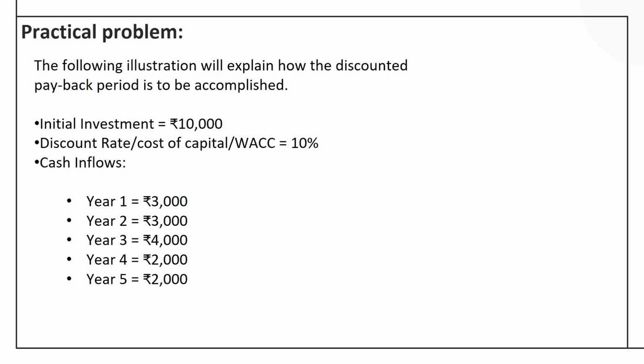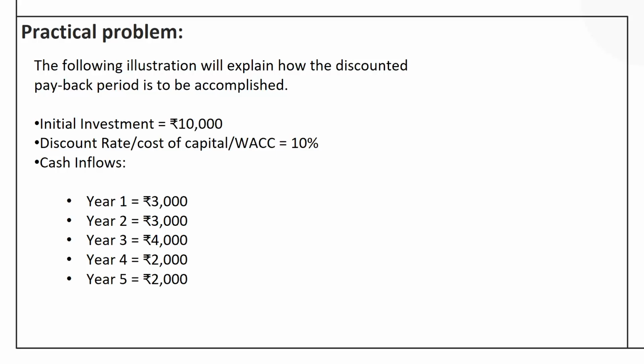And here on the left side, the years have been mentioned, the year in which the cash flow is being generated. So, if we take one example, we will discuss how this table will be used to convert the future cash flow to its present value. The initial investment is 10,000. The discount rate, or cost of capital, or WACC in this problem is 10%. The cash flows coming from the project are 3,000, 3,000, 4,000, 2,000 and 2,000 in 5 subsequent years.